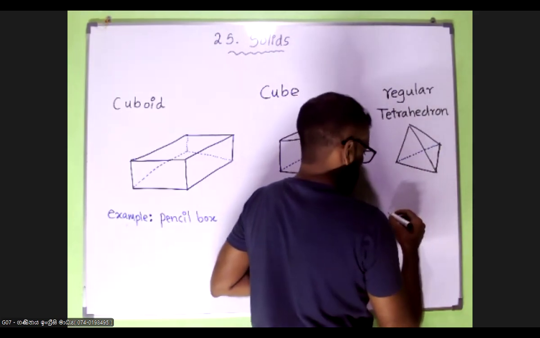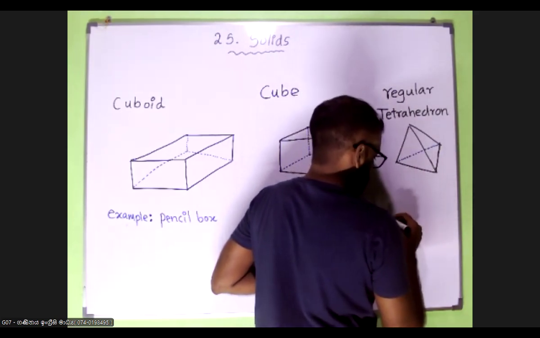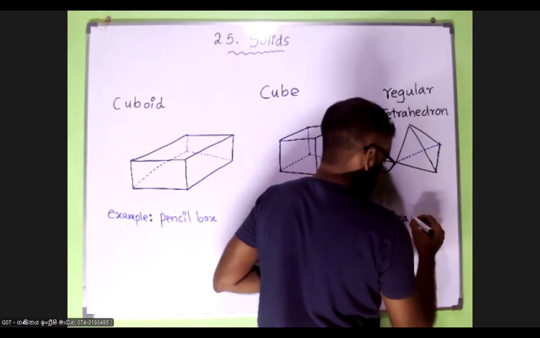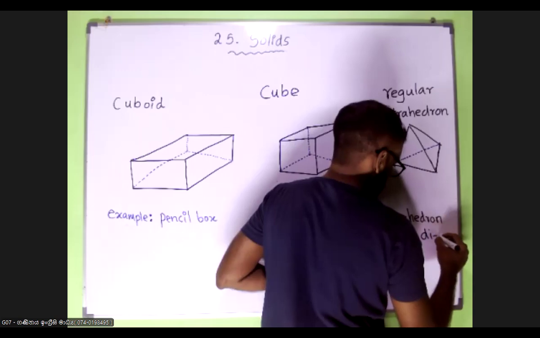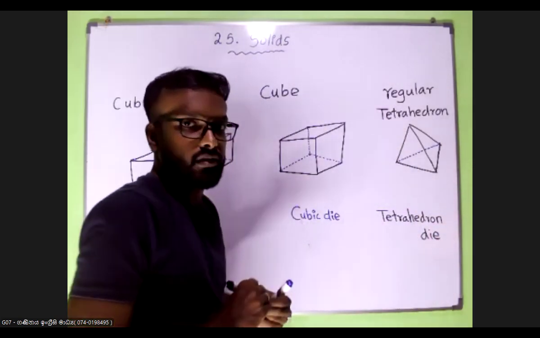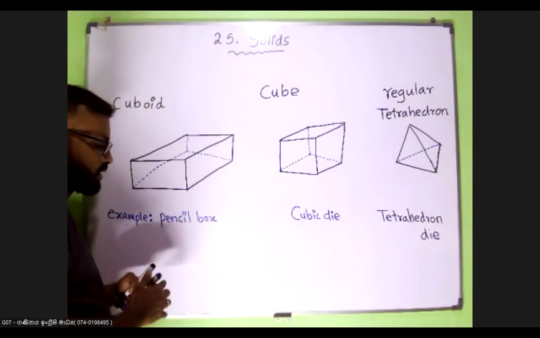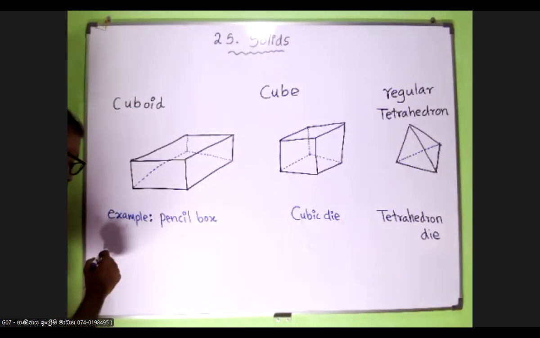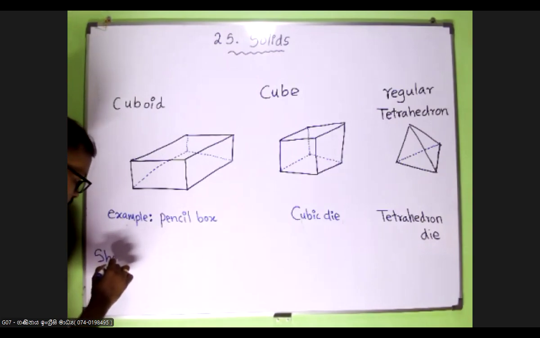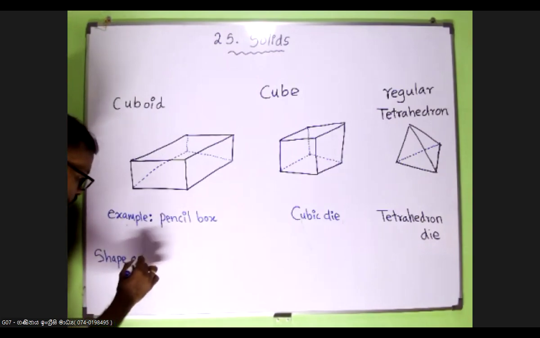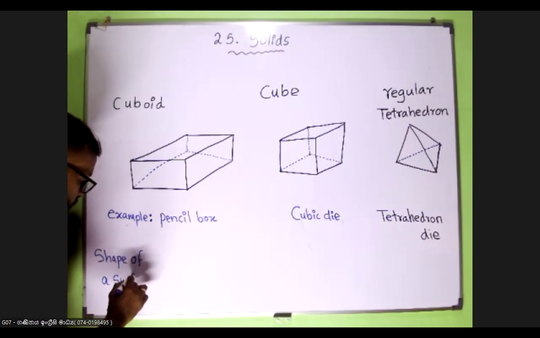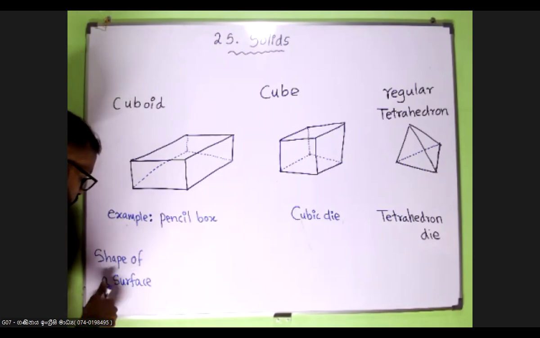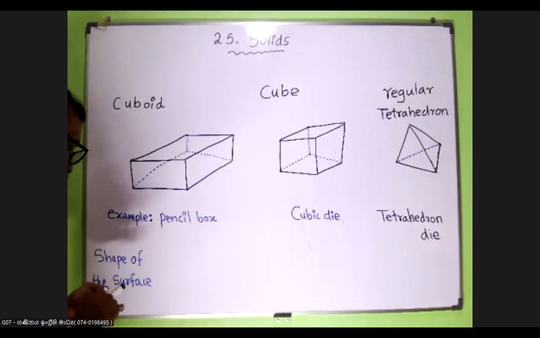A tetrahedron die. I will show them. Tetrahedron die. So, example. The shape of a side. Shape of a surface. Shape of the surface.